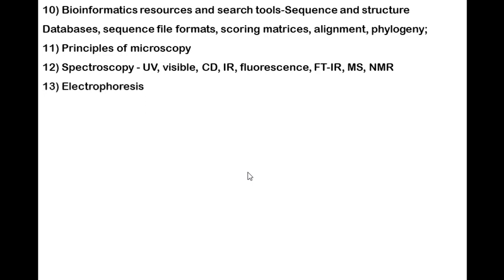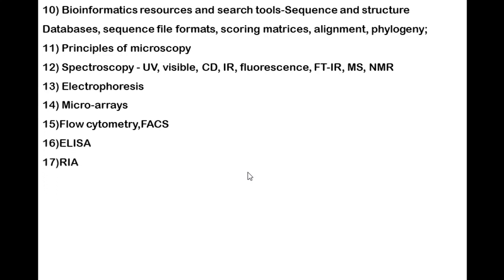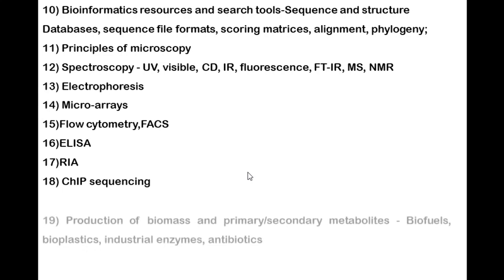Next is electrophoretic techniques. This includes SDS-PAGE and agarose gel electrophoresis, followed by gene expression techniques. This includes microarray. Next is flow cytometry, which is very important, and fluorescence activated cell sorting is also very important. Next is ELISA technique. These are immunological techniques. You can find separate YouTube videos on immunotechniques. Those videos are placed for CSIR unit 3, so you can follow them for your GATE examination also. Followed by that is chromatin immunoprecipitation sequencing.